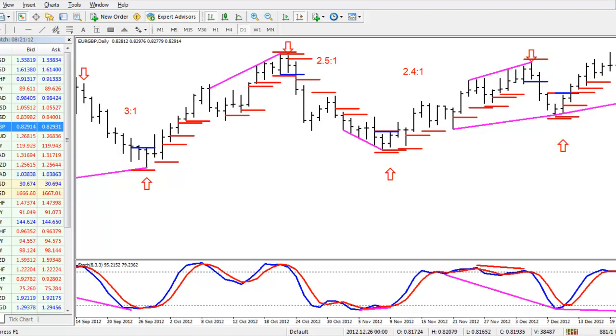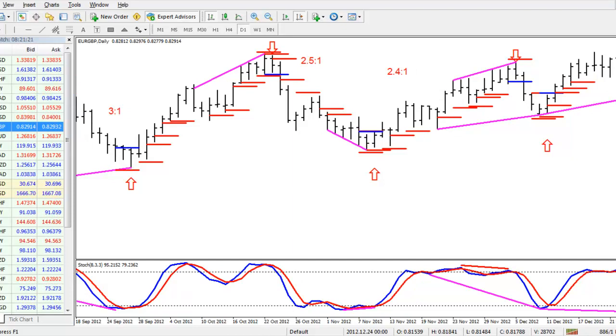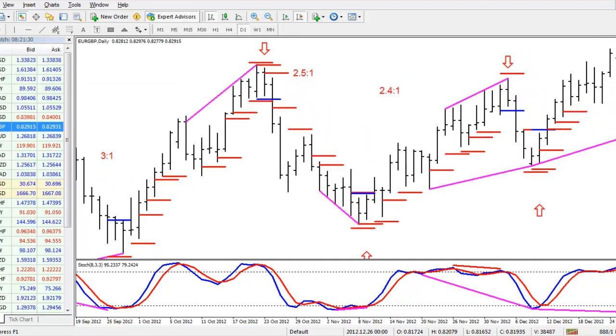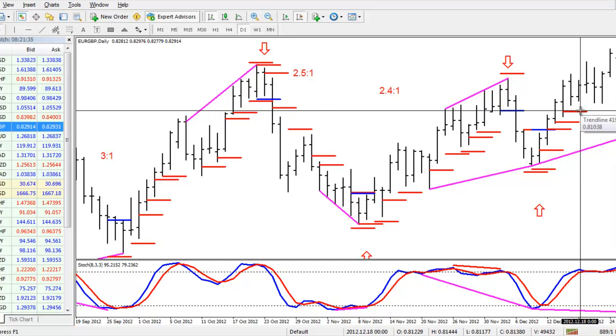The stop loss still stays in the same place. And the stop loss still stays in the same place. And we can see it's still holding this level here. We're not moving the stop loss yet. Still, we keep the stop loss in the same place, underneath this bar here.